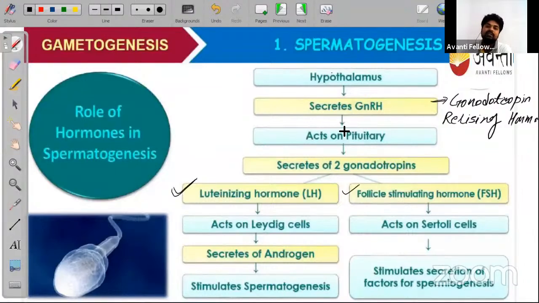Okay. Next thing, this GnRH acts on the pituitary gland. Okay, and after the action on the pituitary gland, it secretes two hormones. Okay, and of those two hormones, the first is luteinizing hormone. So first we see the pathway of luteinizing hormone. After that, we go toward follicle stimulating hormone. Okay, so let's start with luteinizing hormone.